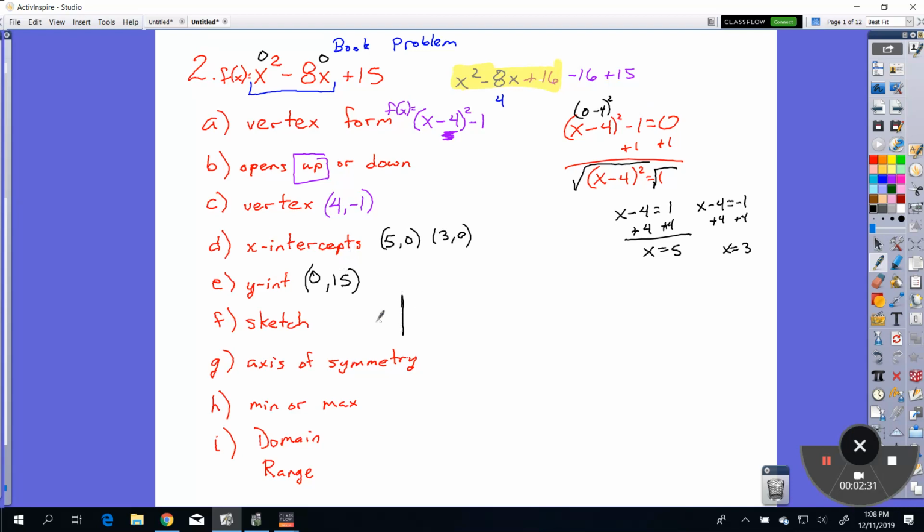Then you're supposed to sketch it. So you draw your 1, 2, 3, 4, 5, 6, 7, 8, 9, 10, 11, 12, 13, 14, 15. The x-intercepts are at 5 and 3. 1, 2, 3, 4, 5. So 3 and 5. My vertex is at 4, negative 1. So I know it does something of this nature.